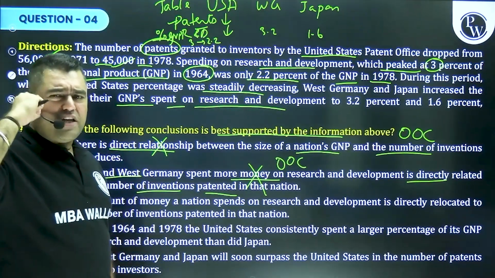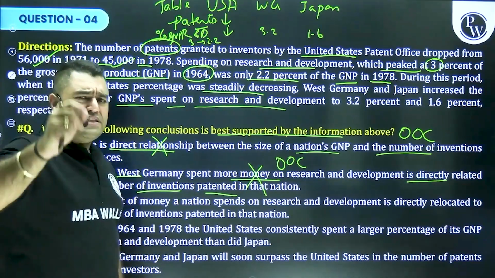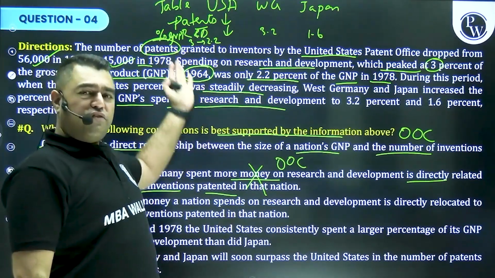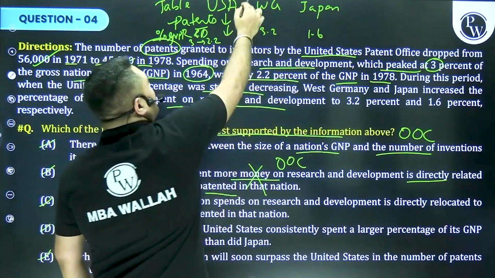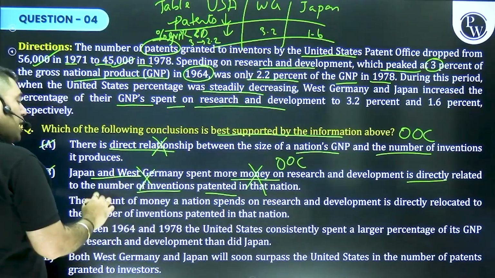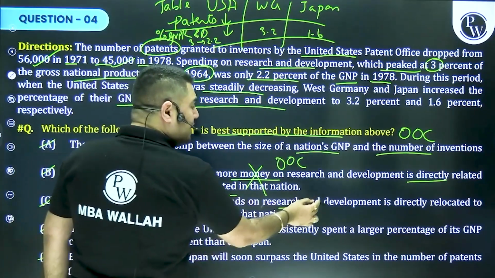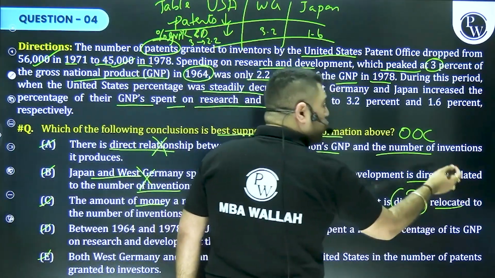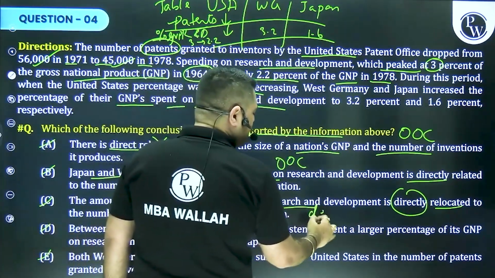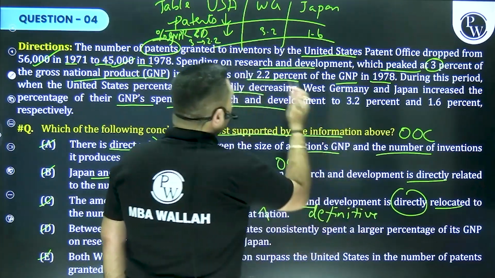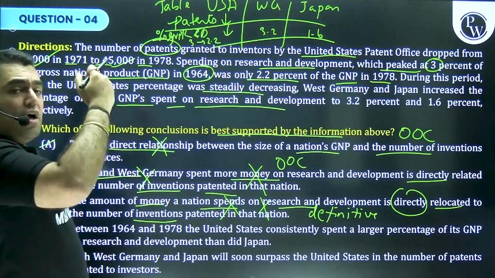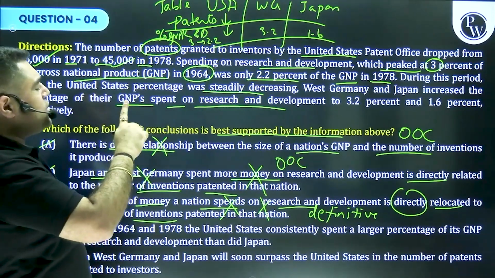100% as you are framing the equation, you should know the answer has to do something with a comparison of percentage of R&D spending versus GNP of US versus West Germany versus Japan, because our table's components are exactly that. Think. Come, go on. The amount of money a nation spends on R&D is directly related to the number of inventions. Please know this is too definitive and also out of context. It is not known. We are just saying it reduced. Percentage spending 3% was highest, and from 3% it came down to 2.2% of the GNP in 1978.